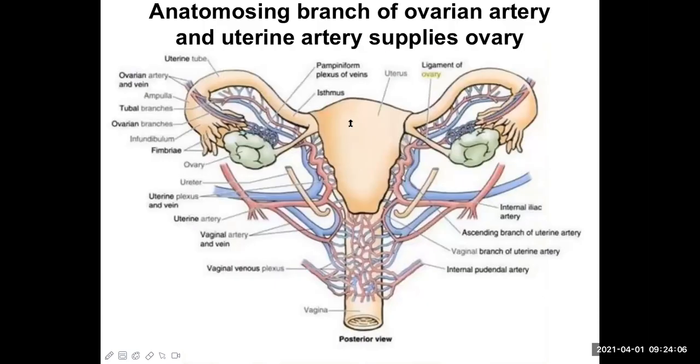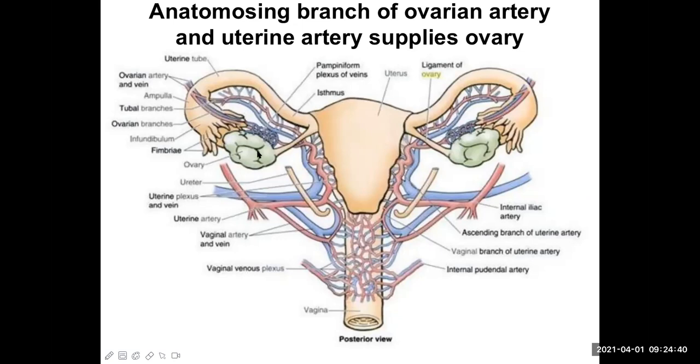Now this is the blood supply of the ovary. The ovary is mainly supplied by the ovarian artery. And the ovarian artery is a branch of which artery? Sir, it arises from the aorta. Excellent, very good. Just like the testicular artery, the ovarian artery is also directly originated from the aorta. So this is a gonadal artery.